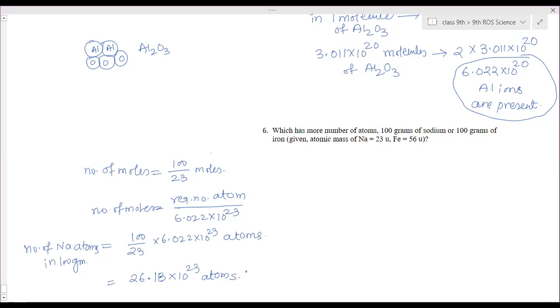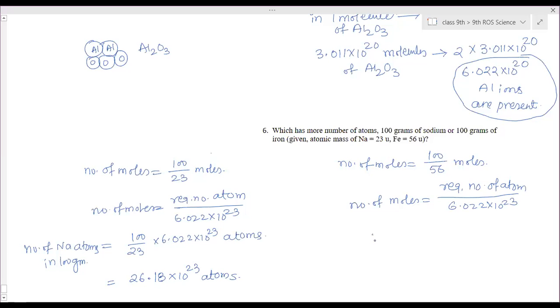Now about iron. Number of moles is equal to 100 by 56 moles, that is 1.78. Required number of atoms is number of moles into 6.022 into 10 to the power 23. So it is 100 by 56 into 6.022 into 10 to the power 23. This value is 10.71 into 10 to the power 23.